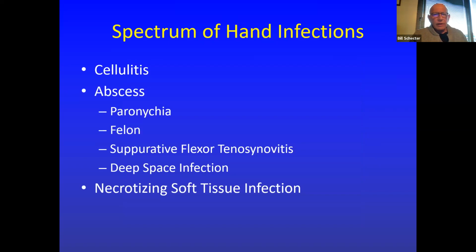And there is a spectrum of hand infections that ranges from cellulitis, which is, of course, just a soft tissue infection, to various types of abscesses, paronychia, felons, suppurative flexor tenosynovitis, deep space infections in the hand, all the way to necrotizing soft tissue infections, which can take the life of a person and even result in amputation of the upper extremity. So it's a big problem. And let's get into the details now.